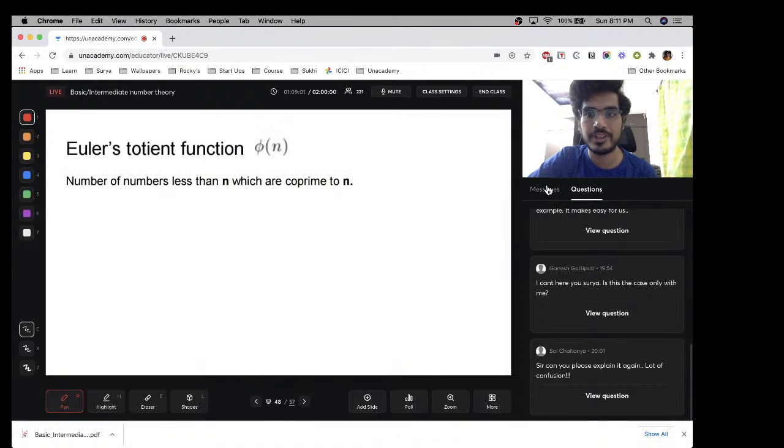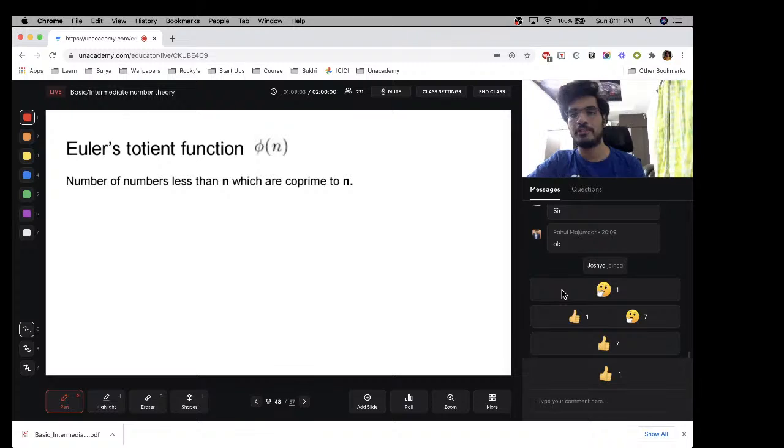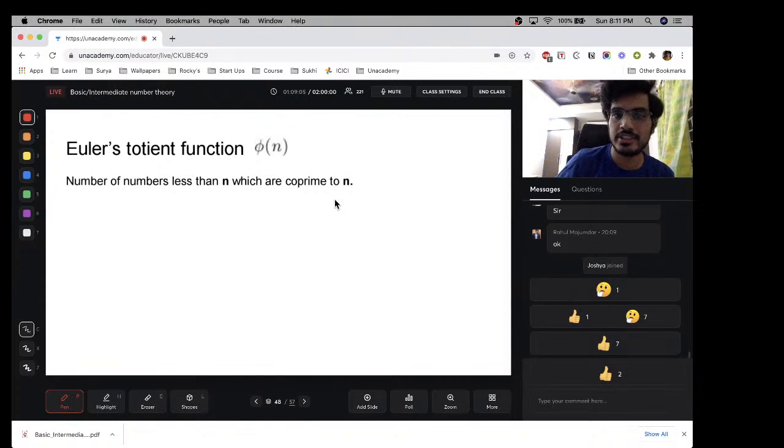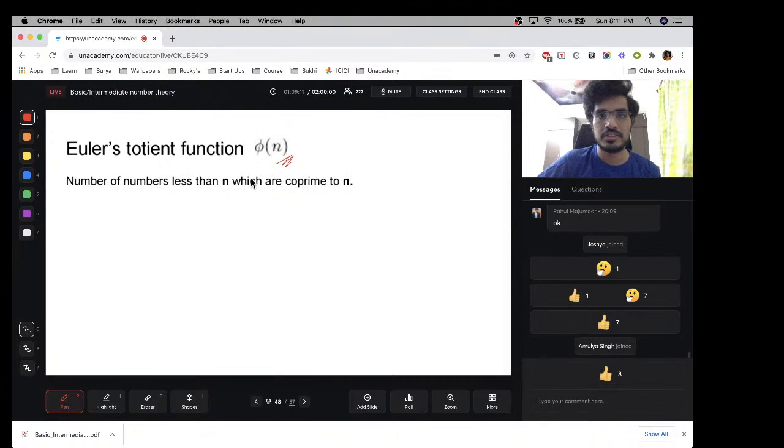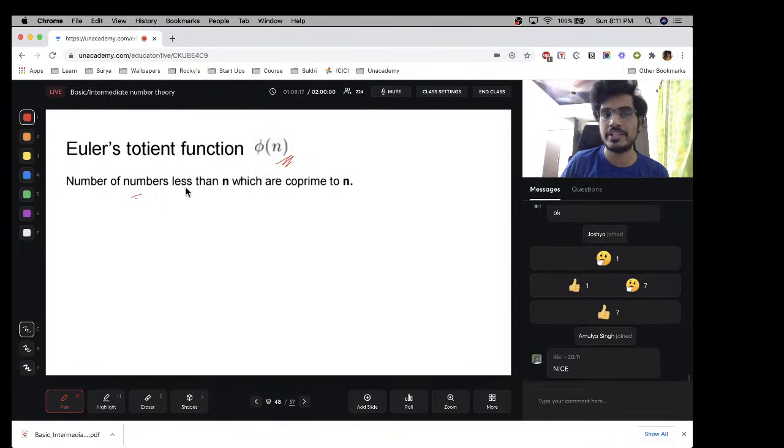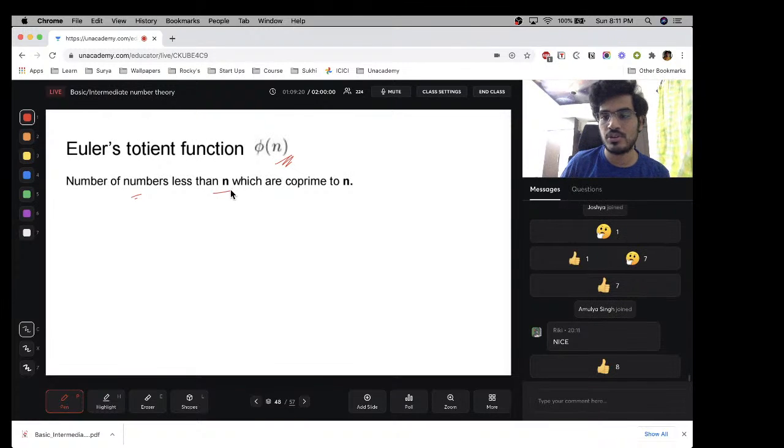Let's move on. Somebody asked it before, Euler totient function. Let's try to understand what is Euler totient function. So Euler totient function is the number of integers less than n which are co-prime to n. Let's say n equals 10.